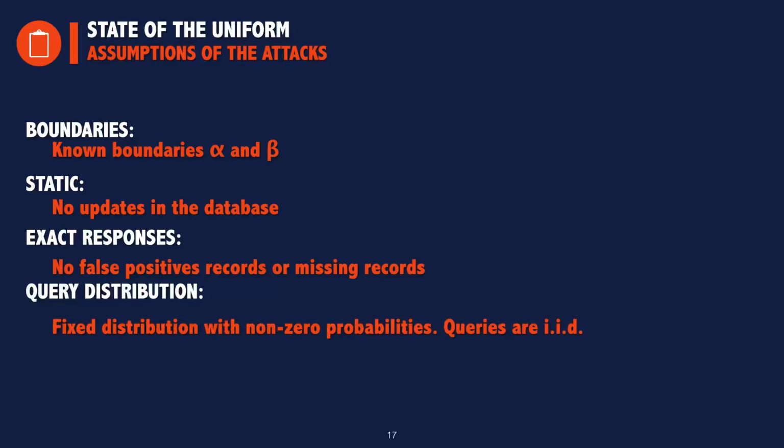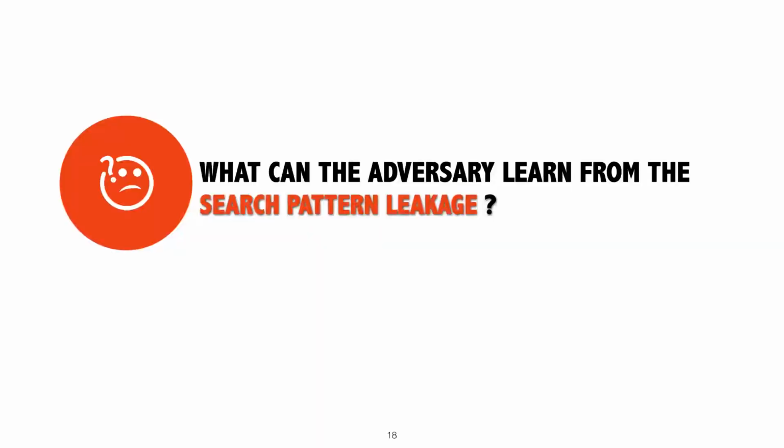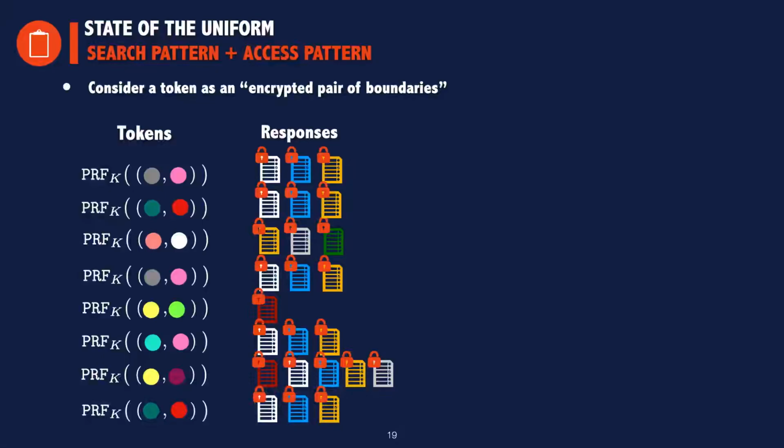Finally, we assume that the query distribution does not change during the attack and that queries may have arbitrarily small but non-zero probabilities. Also, the queries are independent and identically distributed. Notice that our attacker does not know the underlying query distribution. The question that we pose is, what can the adversary learn from the search pattern leakage? I will illustrate our approach with the following example.